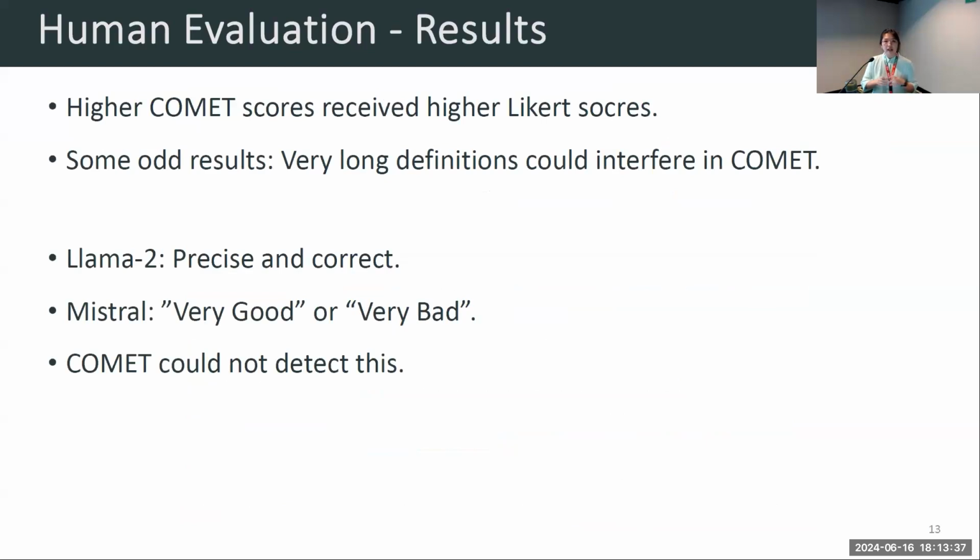And what we could see is that the Comet scores sort of align well with the Likert score. So I think this is a good sign, but there were some odd results. Negative correlation or zero, close to zero correlations, that we think might be due to some of the definitions being very long, and that does affect the performance of Comet.